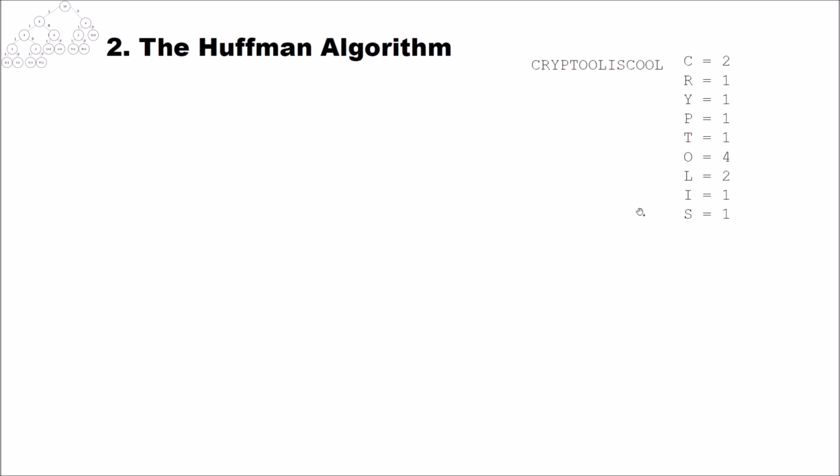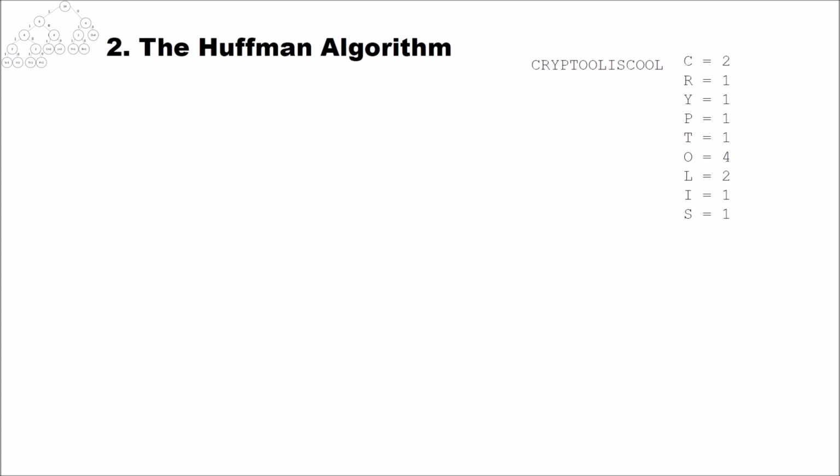So basically, when we want to encode this, we should use fewer bits for O, fewer bits for C, since these are more frequent, and L, and more bits for the less frequent letters like R, Y, P, and so on. How do we proceed? We want to build a tree for the encoding.